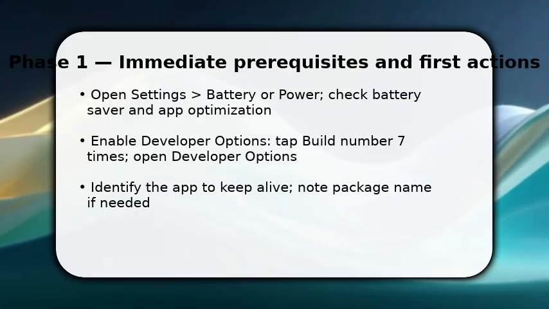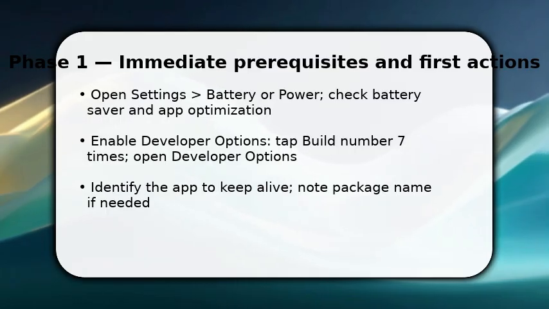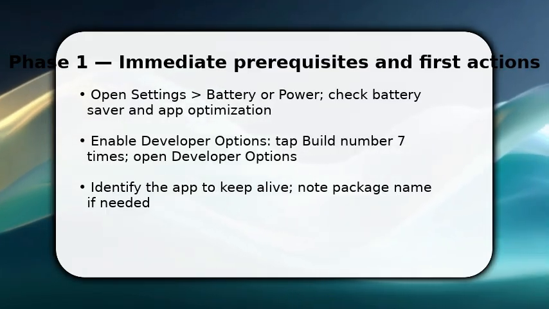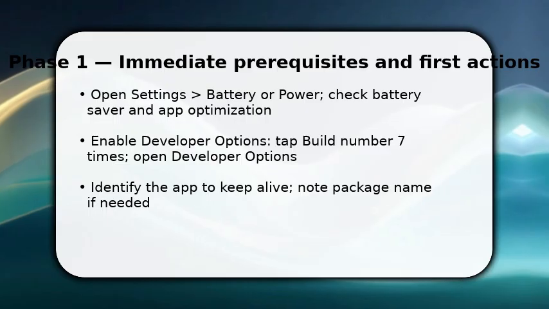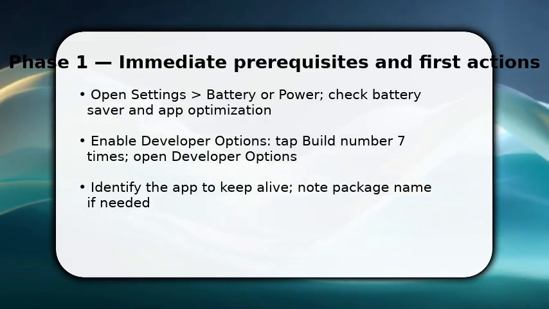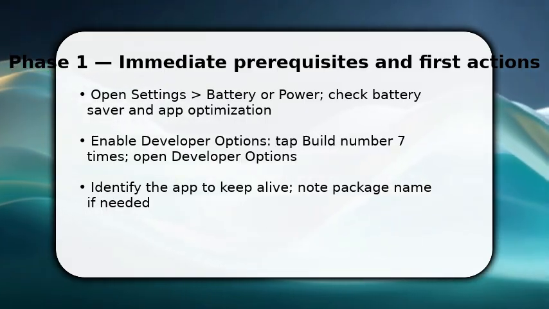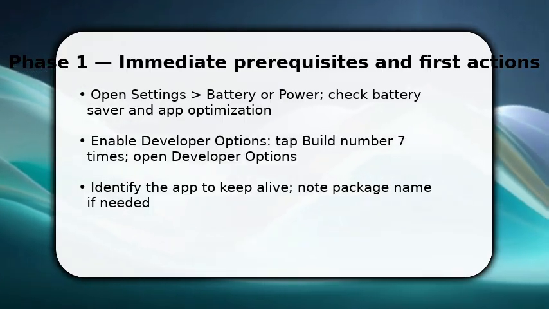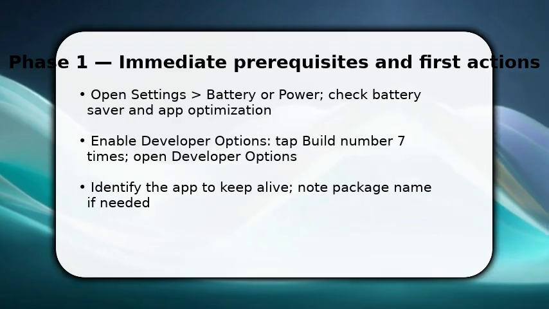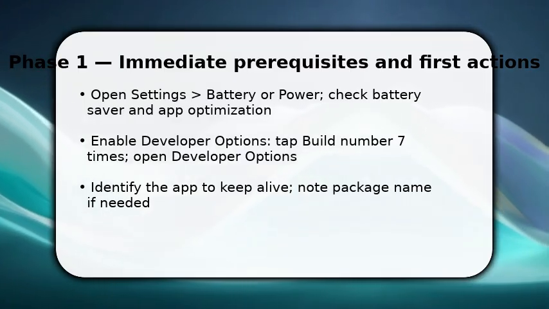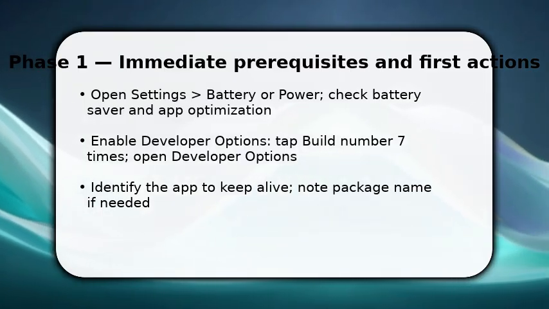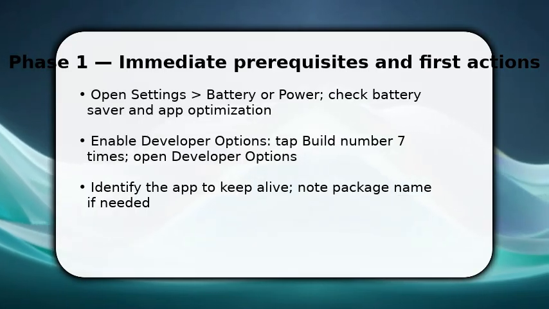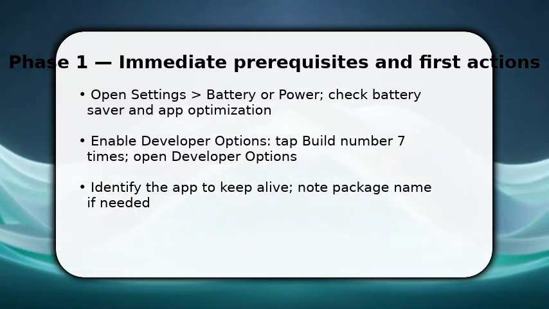You start by opening the device settings and going straight to battery or power, because Android and many OEM skins drive background killing from there. Once done, disable battery saver and any per app optimization for the target app so the system won't deprioritize it. Make sure developer options are enabled, tap build number 7 times, then open developer options to access advanced controls that you'll need in the next steps.